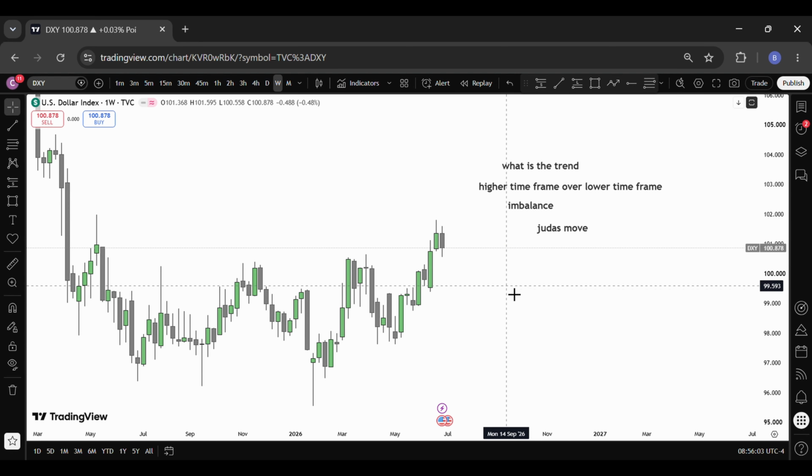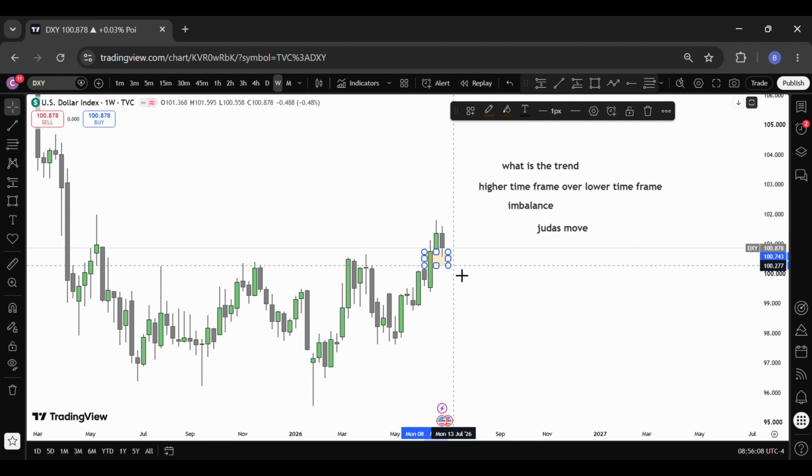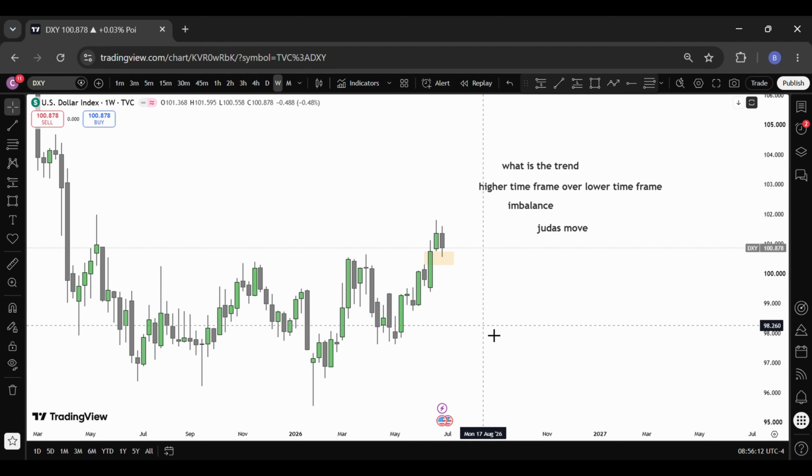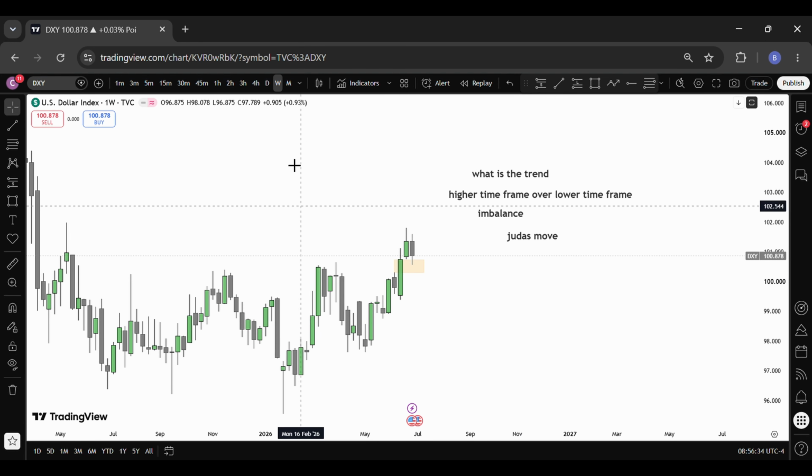Now, there is a bullish imbalance over here, and we are also anticipating a Judas move to the downside. What are you obviously going to do? You're obviously going to sell price into this bullish imbalance, and price can do one of two things from this imbalance. Price can either sell from this imbalance or respect the imbalance and continue the trend. In this case, we closed above the imbalance, which shows price respecting the imbalance.